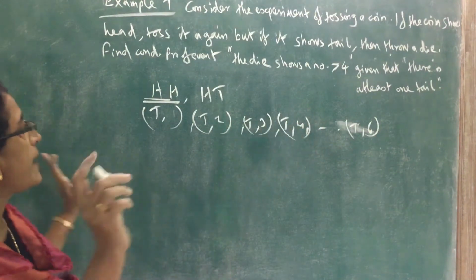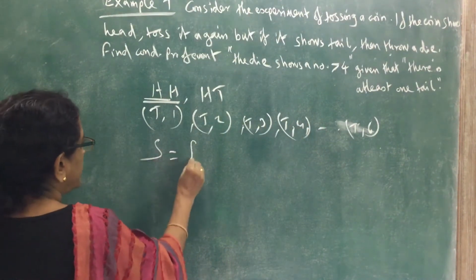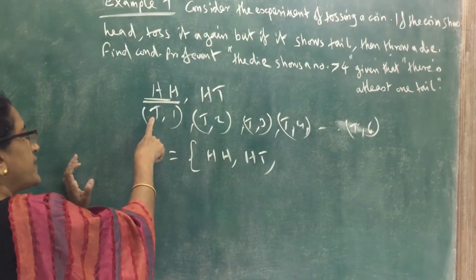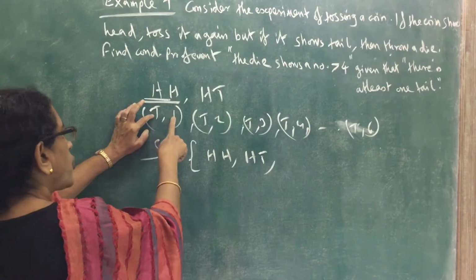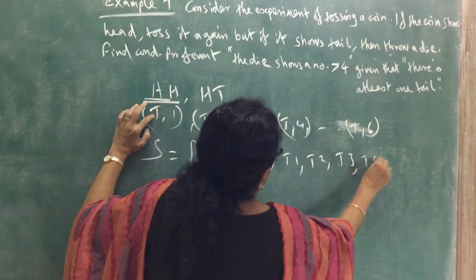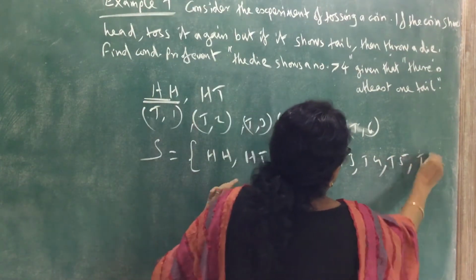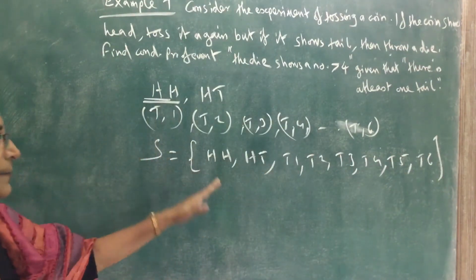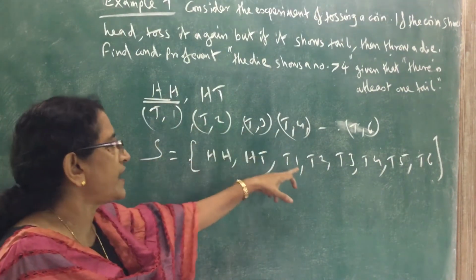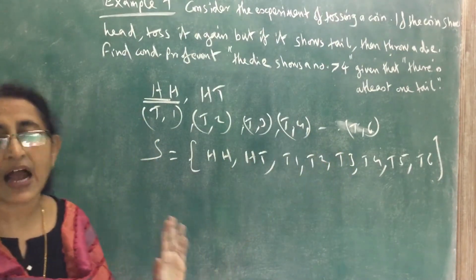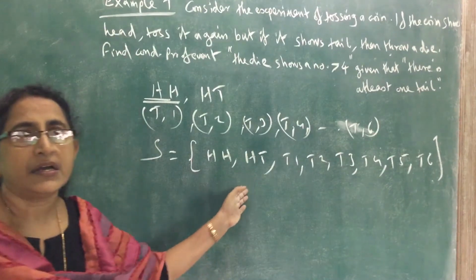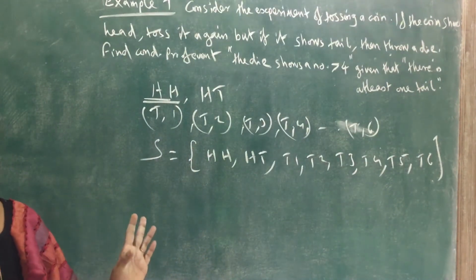T6. So what is the sample space? Sample space equals HH, HT. Then suppose you are getting T in the first toss of the coin, then you have to throw the die again: T1, T2, T3, T4, T5, T6. These are the elements in the sample space: HH, HT, then T1, T2, etc., T6. This is the sample space. To write the sample space, you studied last year. So understand the experiment and write the sample space.